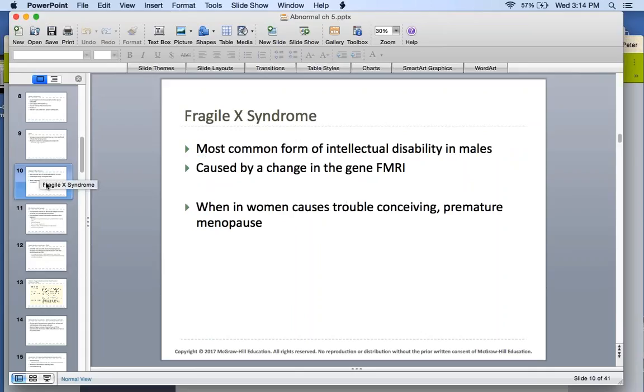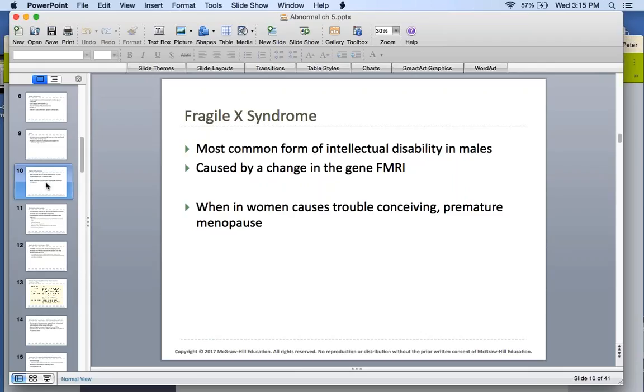All right. The next thing we're going to talk about is Fragile X syndrome. Fragile X syndrome is the most common form of intellectual disability in males, and it is mostly found in males, not solely, but mostly. It's caused by a change in the gene FMR1, not to be confused with the fMRI that we use to look at brains. This is a gene called the FMR1 gene. There's a little bit of a change that happens there, and we see Fragile X syndrome.